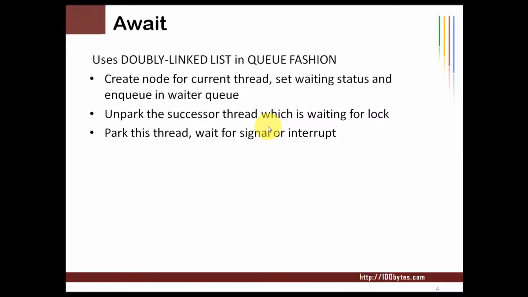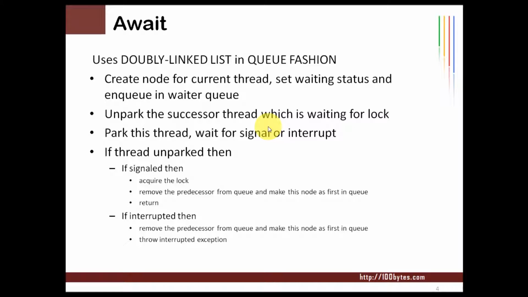While waiting on the condition, the thread is parked and waits for a signal or interrupt. When a waiting thread is unparked, there are two cases: it can be signaled or it can be interrupted. If it is signaled, it has to acquire the lock again. Remember that this condition is inside the lock and unlock block.